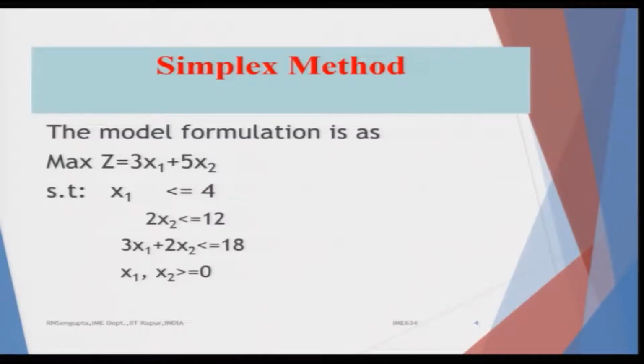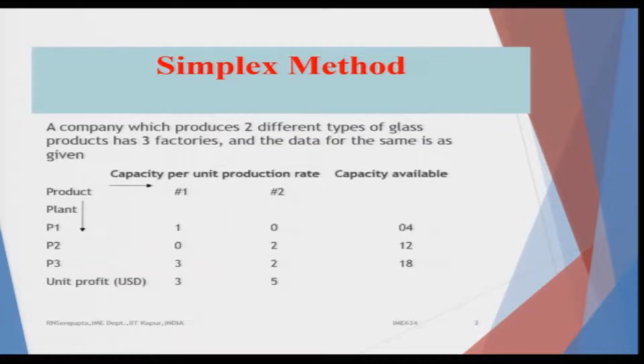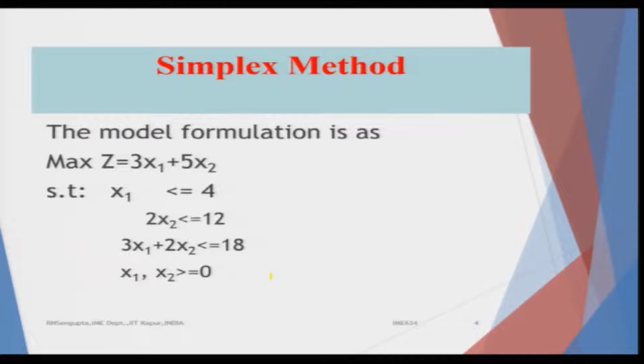Now, the model formulation, which is very simple, becomes maximization of 3 x 1 plus 5 x 2, because this 3 unit is coming from 1 unit of product 1 produced, and this 5 unit is coming from 1 unit of product 2 produced. So, it is 3 x 1 plus 5 x 2, and what are the constraints?